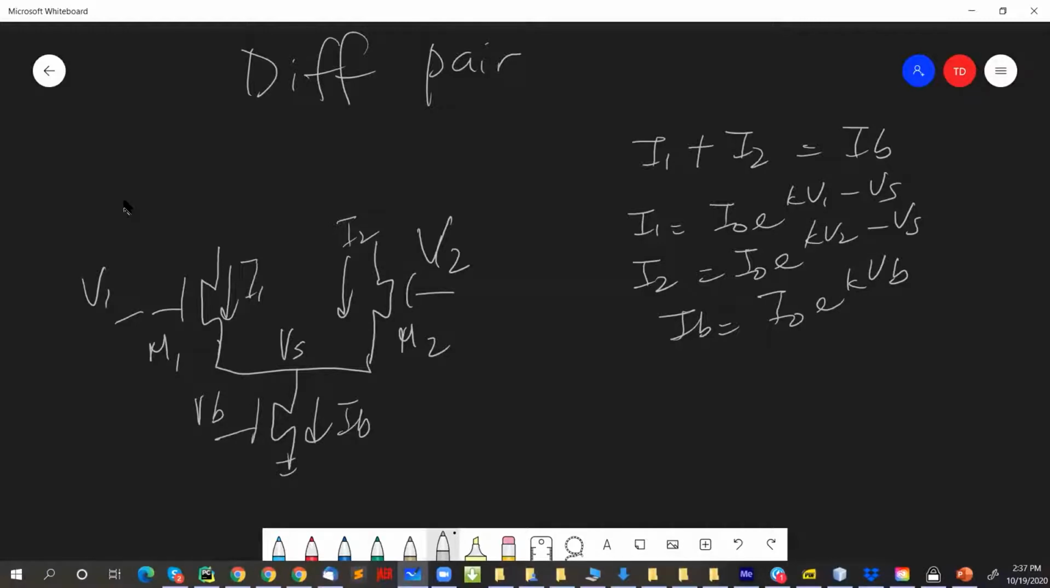Okay, so for the differential pair, if you remember from last time, I won't derive it again, but you can write I1. You should have it from your notes, so I just write it here. If somebody wants to have it reanalyzed, then let me know. I'll wait for you to mention this in the chat.